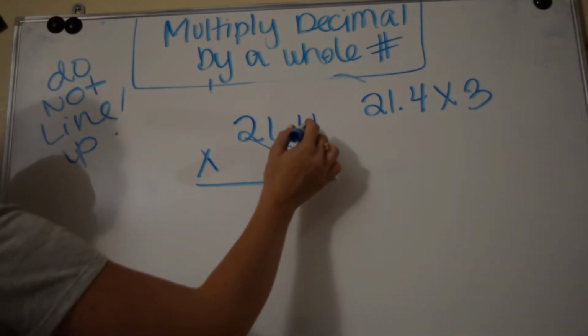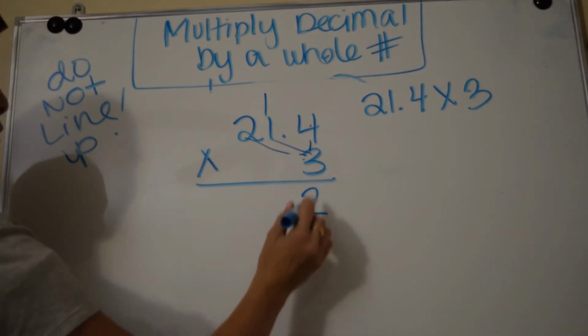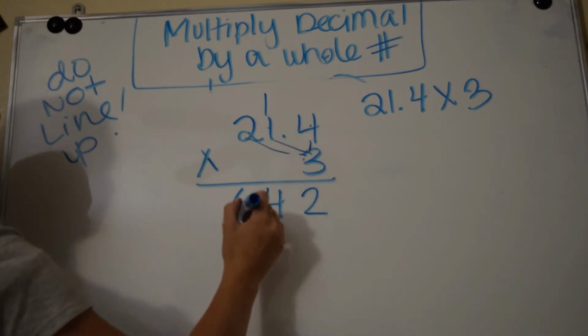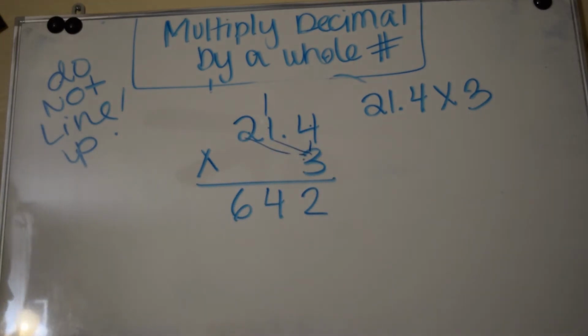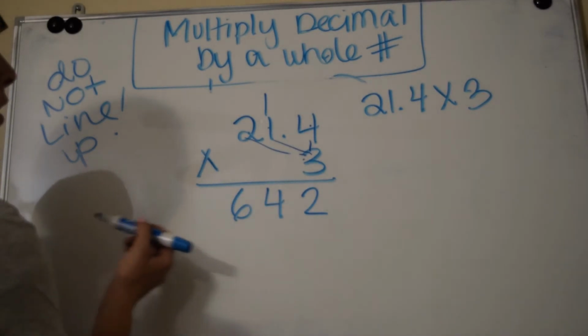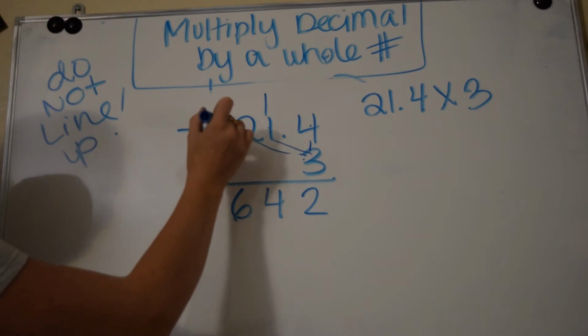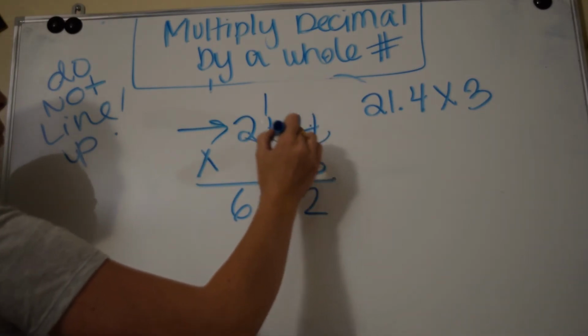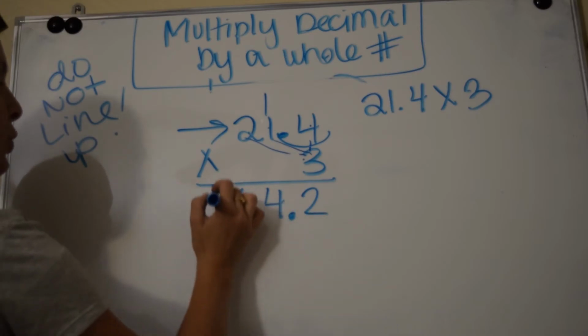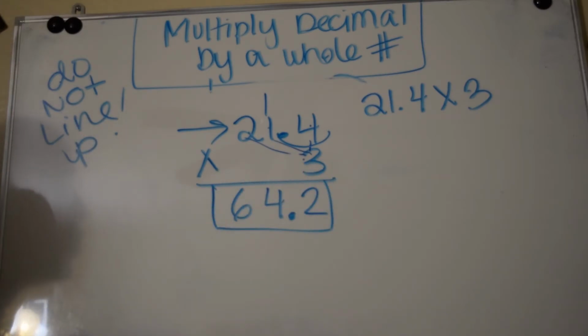So 3 times 4 is 12. 3 times 1 is 3 plus 1 is 4. And 3 times 2 is 6. Now, is our answer 642? No way, Jose. We've got to count the decimal spaces. The only number that has a decimal to count is the one on top, and it's 1 space over. So in our answer, we go 1 space over. Our answer is 64 2/10.